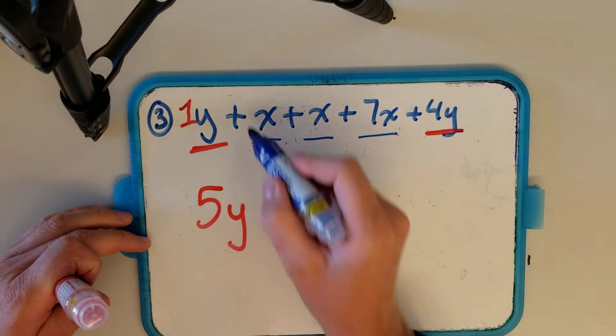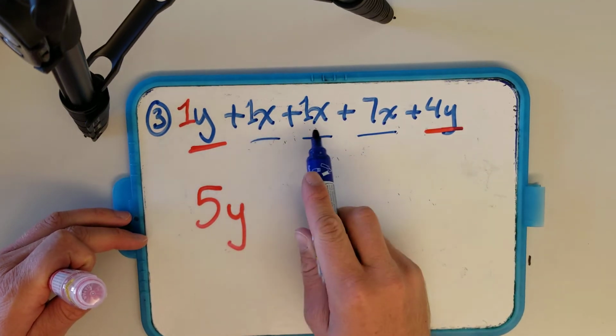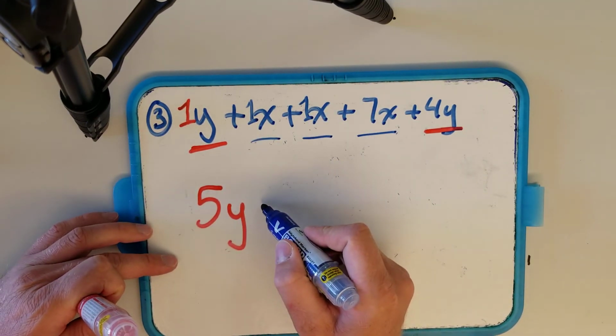And then when we combine the x's, same thing. There's a 1 here, although we don't write it, and a 1 here. We have 1x plus 7x to give me 9x.